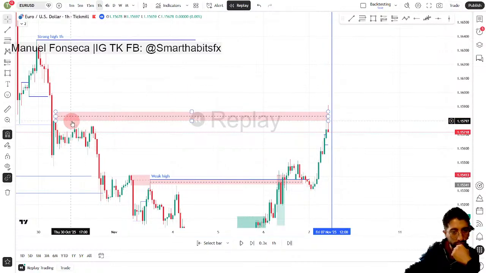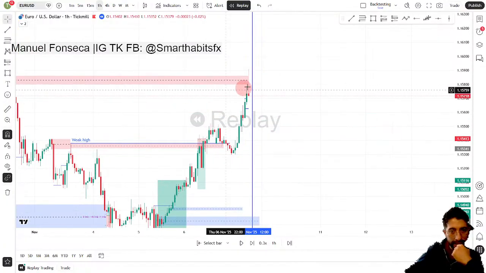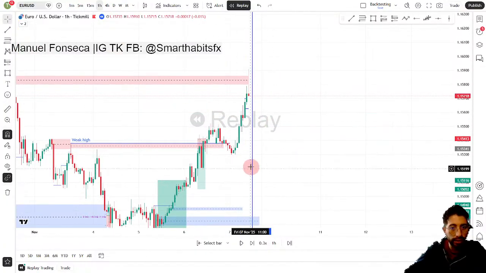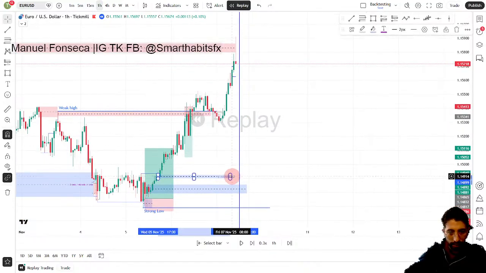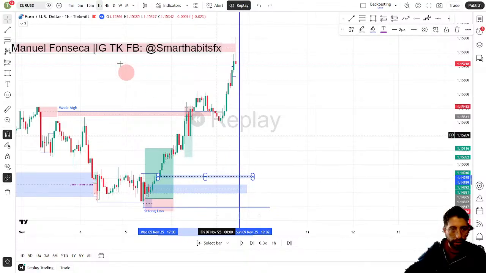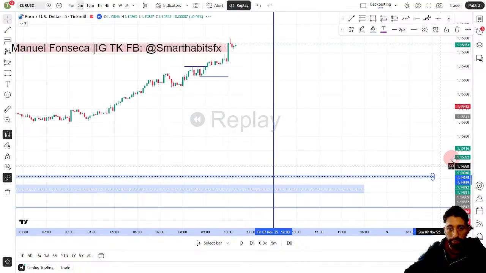Why? Because once it took the liquidity of these highs, it can continue with the downtrend, with a retracement. It's not a down, just a retracement until certain areas. It could be these ones, right here or right here. So let's check if there it provides us a confirmation.